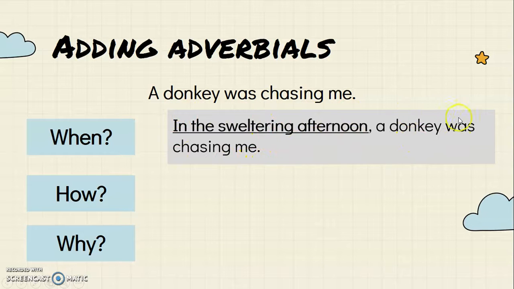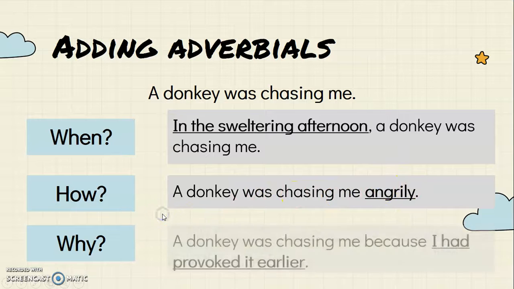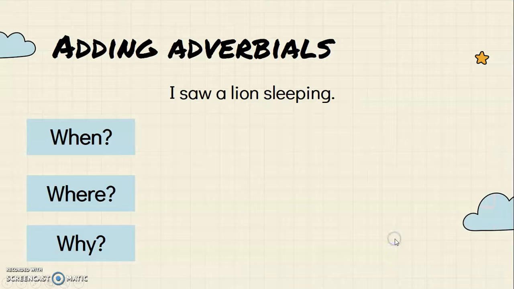So you realize that this one will give a fuller picture about the time and how it was chasing after you. The donkey was chasing me. How? Angrily. One word. And why was the donkey chasing you? The donkey was chasing me because, so very simple. If you do not know how to expand it, you just add in the word because and add in the reason. I had provoked it earlier. So realize that one original sentence, you can have three different ways of expanding it.